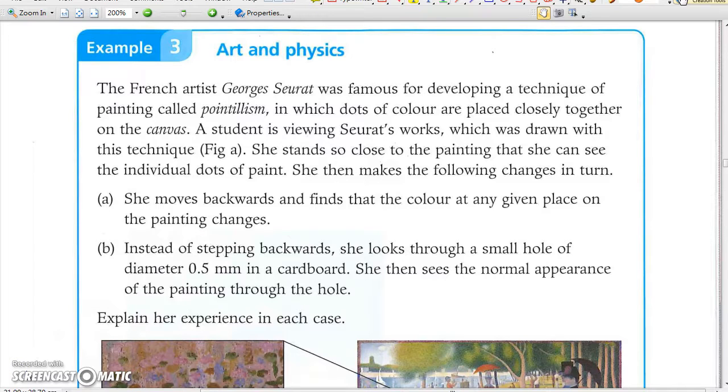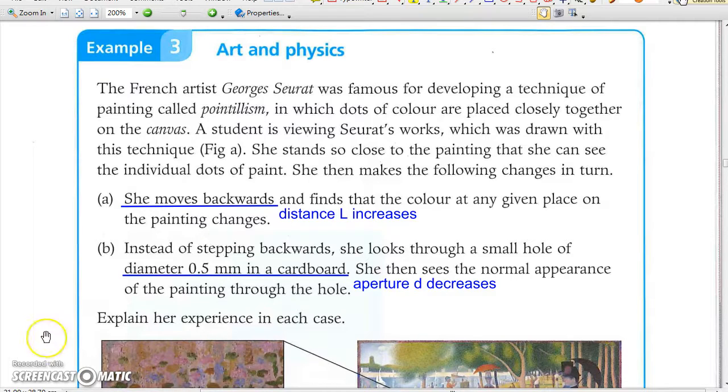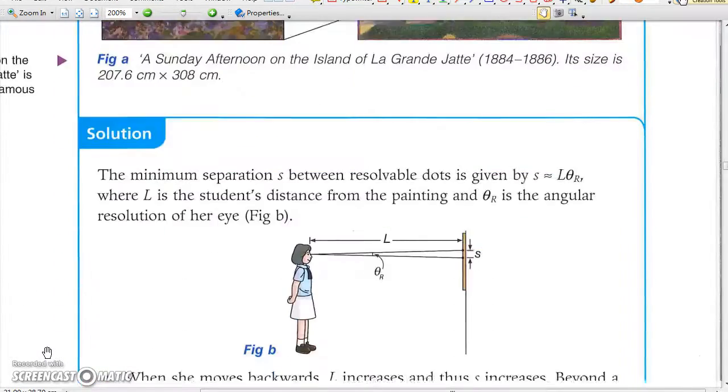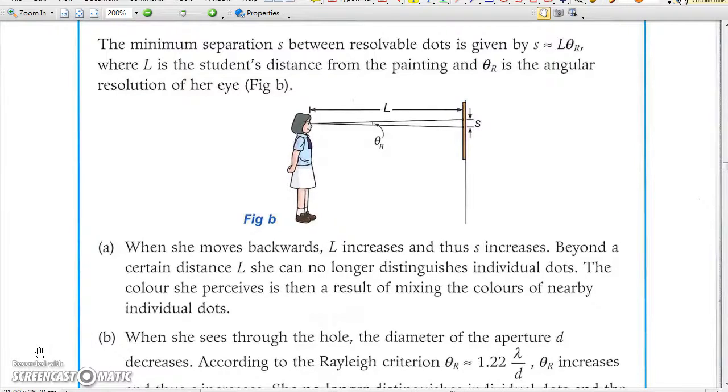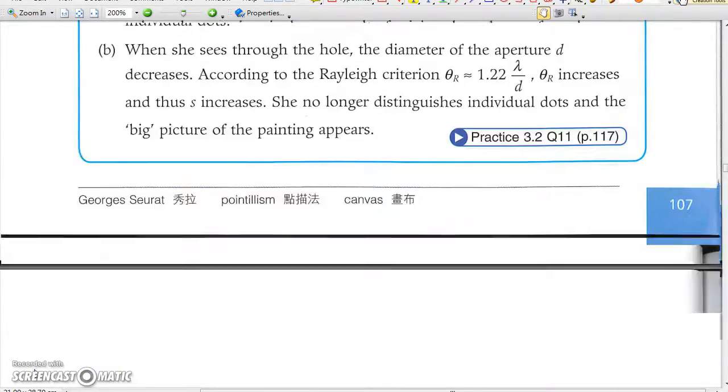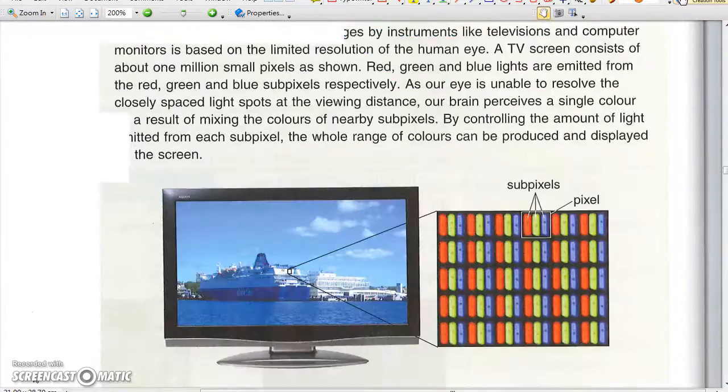Example 3. In Part A, you can see how distance L may affect the angular resolution. In Part B, the aperture diameter d is changed. It also affects the angular resolution and hence the appearance of the picture. Spend a few minutes to read the solution carefully. Do checkpoint 5 on the next page.